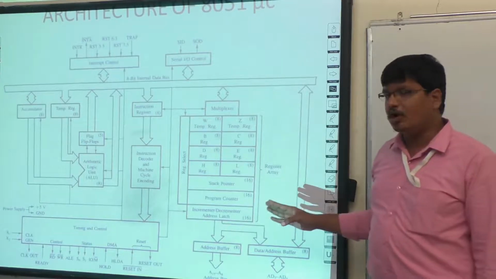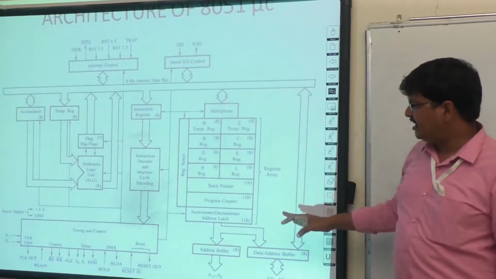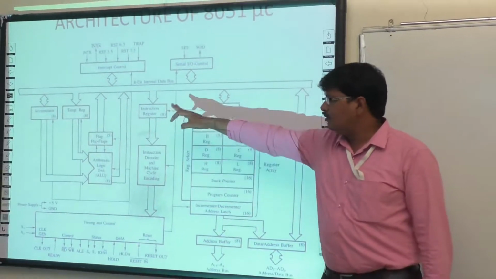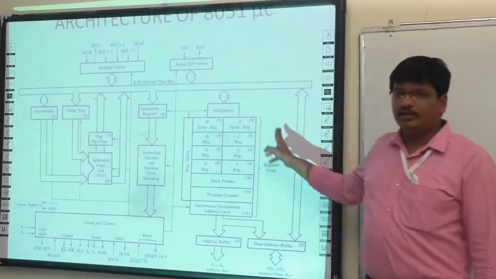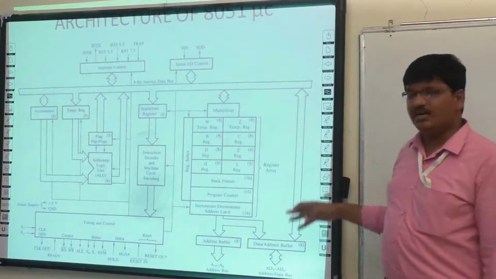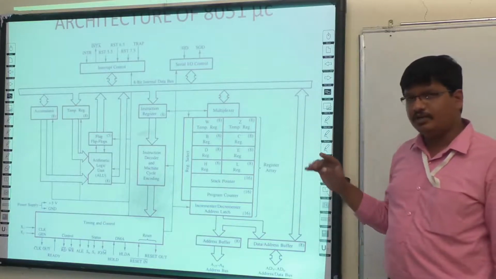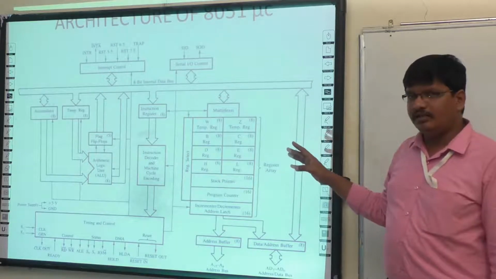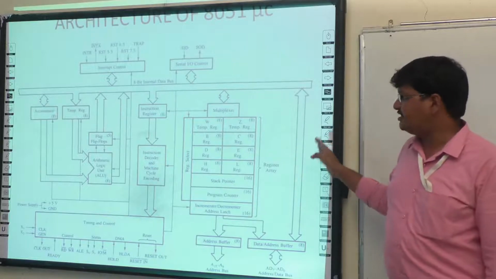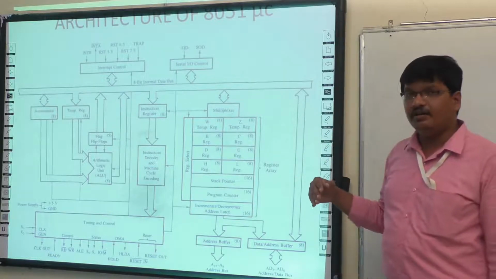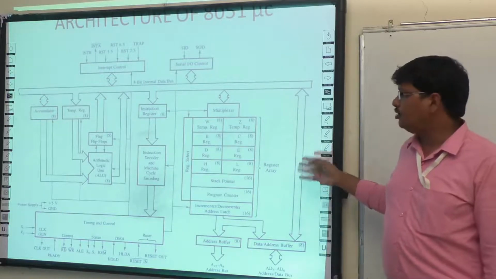So here we can see the architecture of the 8051 microcontroller in this diagram. This is also called the block diagram of the 8051 microcontroller. It consists of various blocks, and all these blocks are connected through buses. What are the buses? There are 3 major types: address bus, data bus, and control bus. These buses help to connect each module with other modules, thereby acting as a pathway that helps the exchange of data from one module to another.